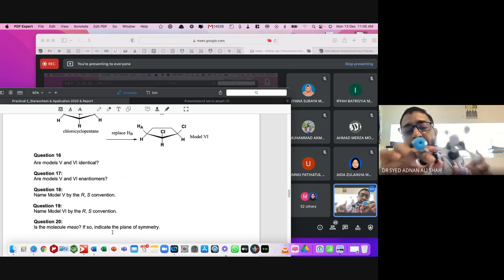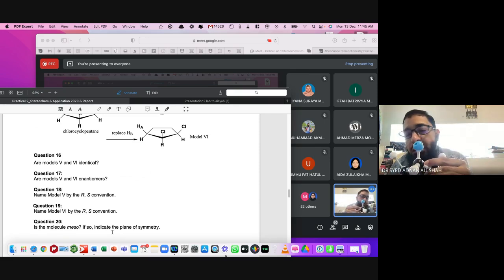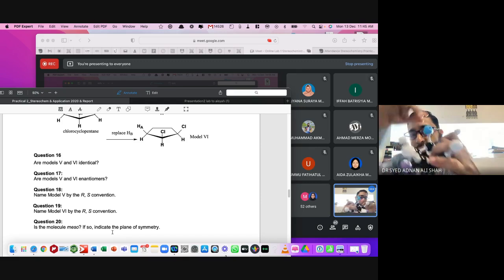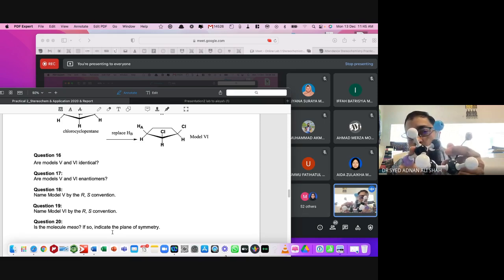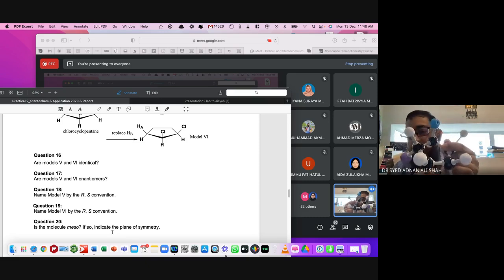Of course, you can easily assign it the same way which I told you previously. Hydrogen is at the back. This is the chloride, and this part of the molecule is second priority because of the chloride. So this one is the carbon with chloride, this part is 1, 2, and this one is the third one. This one is CH chloride, and this one is CH2. 1, 2, and 3. This one is R, right?